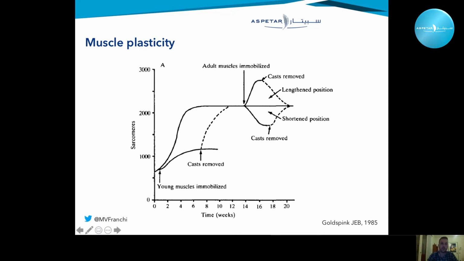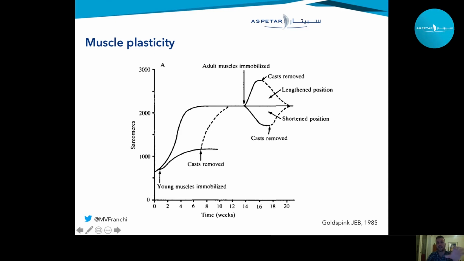But if we immobilize a muscle of a young mice by a cast, you can see that the addition of serial sarcomeres is impaired somehow. But it then is restored when the cast is removed, and actually in a very quick time. You can see a similar slope here. It comes back basically to the point of a young muscle of a young mice that has basically stabilized the number of sarcomeres in series.